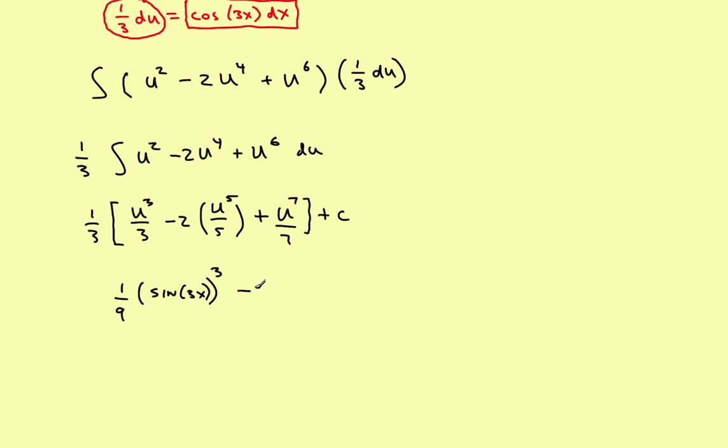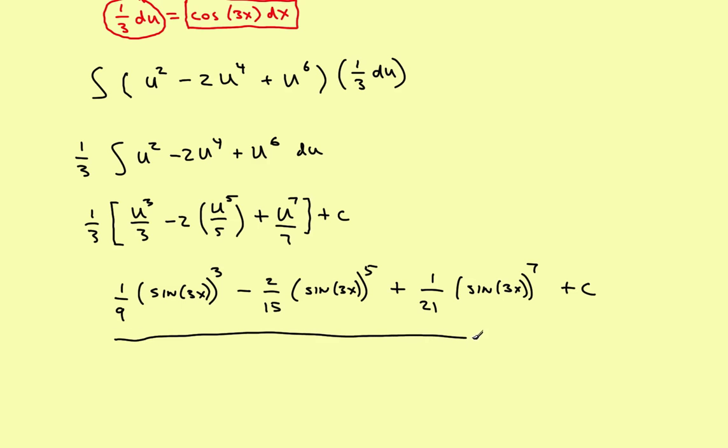Then you've got minus, now it'd be 2 over 15, so you'll have 2 over 15 when you distribute the 1/3 times. Again, this will be u to the 5th, but that would be the sine of 3x to the 5th. And then finally plus, and again distribute the 1/3, this would be 1 over 21. And again, replace the u with the sine of 3x. Now to the 7th power and tack on a plus c, and you've got it. So that's going to be the entire solution right there.